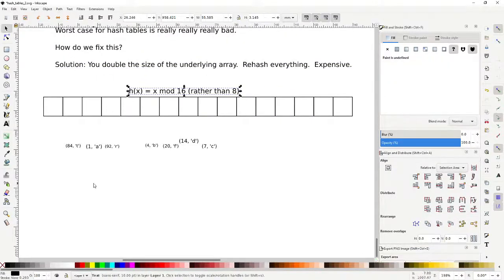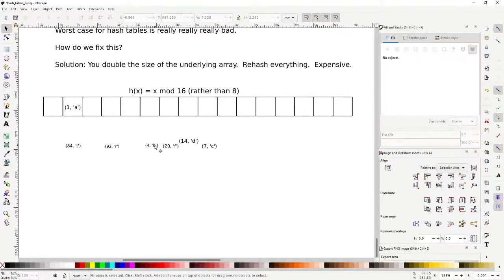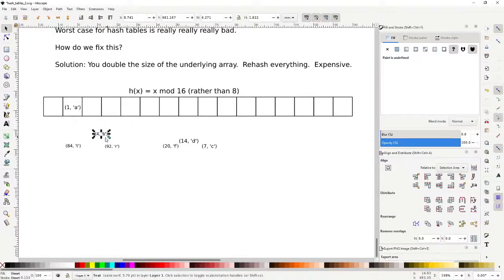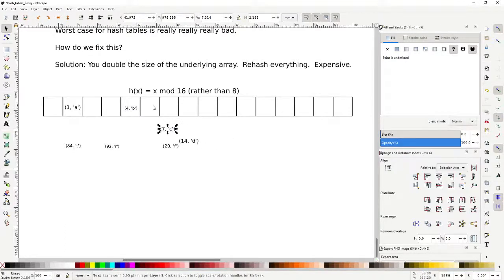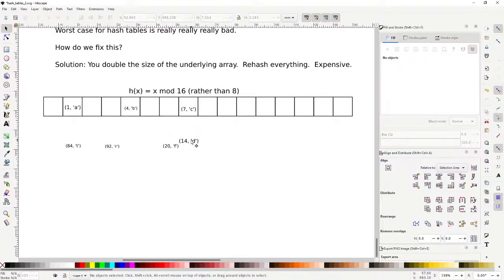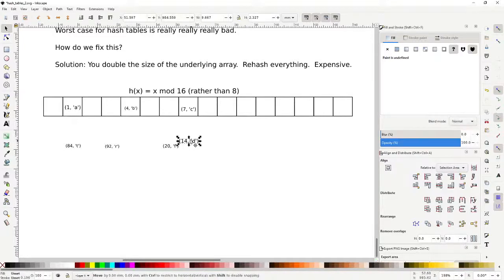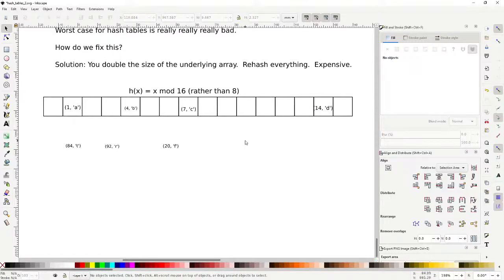Let's try to reinsert all this stuff. So first, 1a is going to go into here, so that's pretty easy. And then let's put 4b, so this is 2, 3, 4, so we'll put 4b into here. And now let's insert, I don't know, 7c, so 7c is 3, 5, 6, 7, so we'll put it there. Okay. So 14d, remember last time it hashed to 6 because it was 6 mod 8, but this time it actually hashes to 14 because 14 is just 14 mod 16, right? So you see what's happening here. It's spacing everything out.